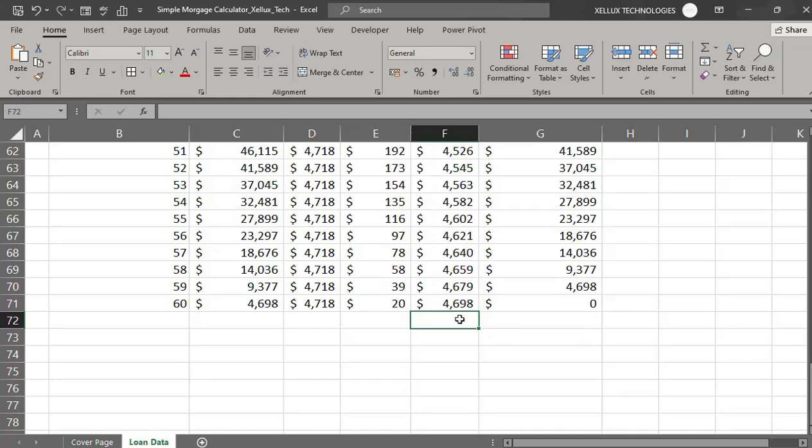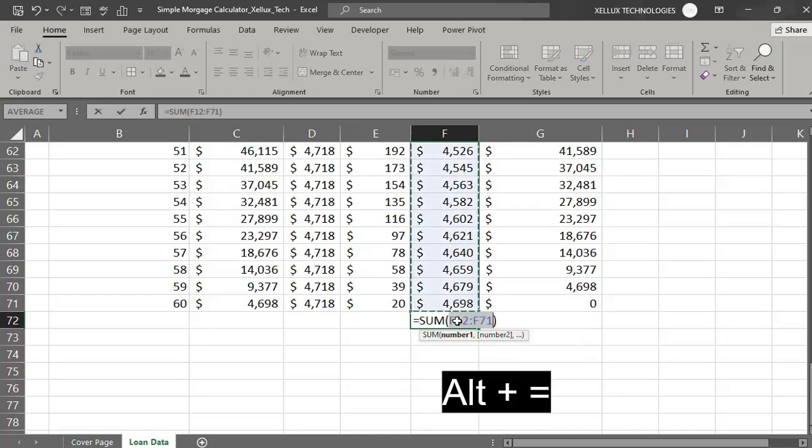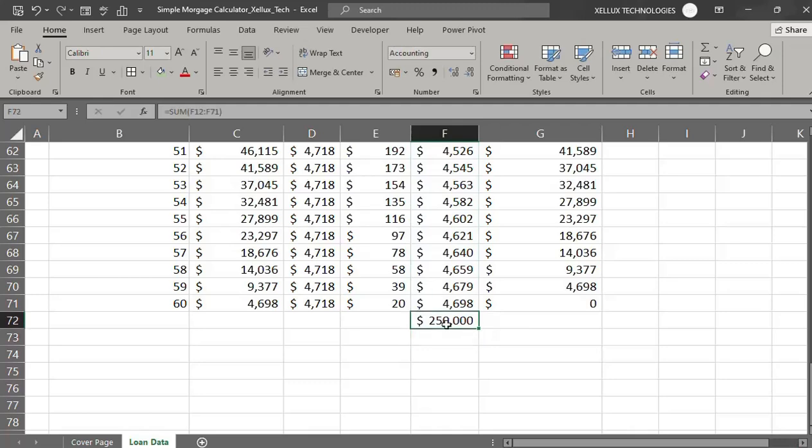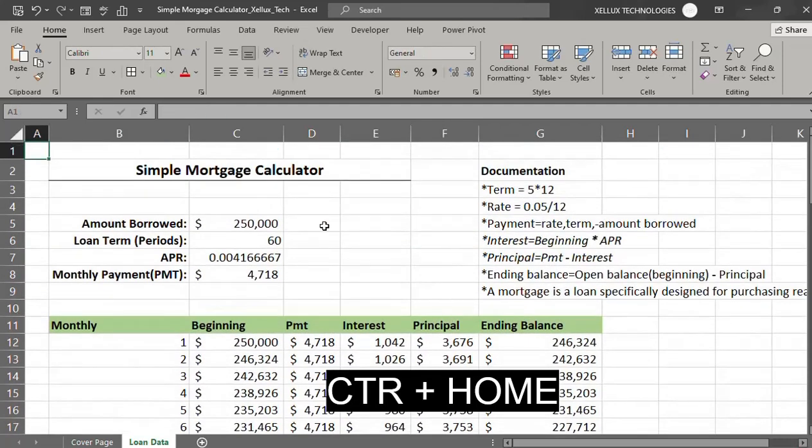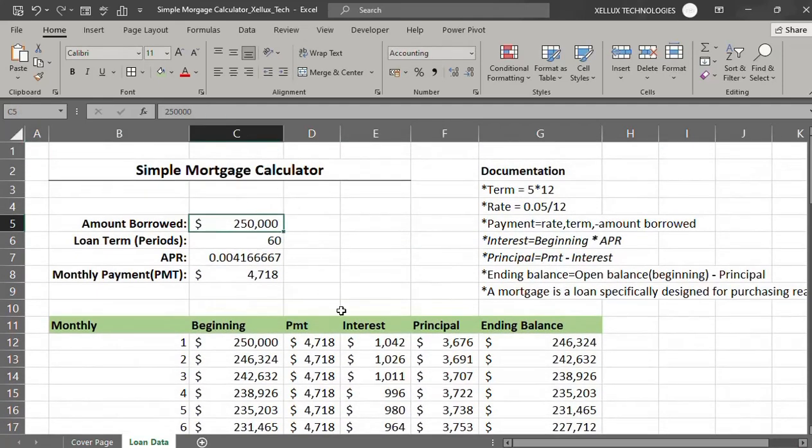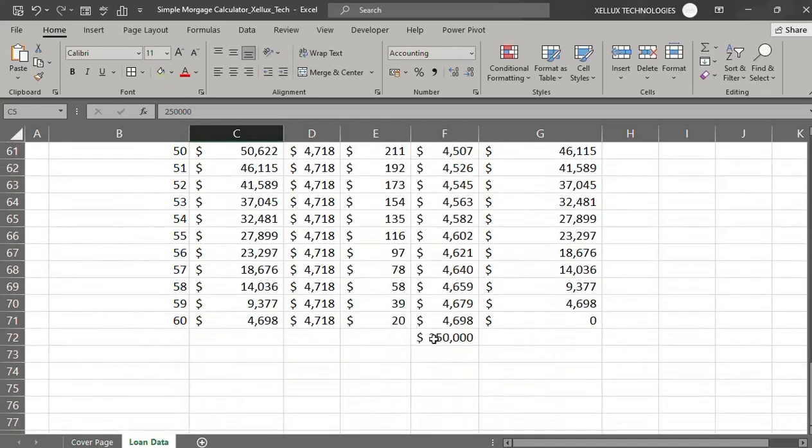Based on our principal here, I'll press Alt equals to enter. Okay, it is actually correct. You can press Control Home and see this is our loan here. So it's correct. Let me put it back and change this. So now, how much is the bank actually earning from lending you 250,000? Let's calculate that too. Alt equals to enter. Oh my God, it's actually much. How much the bank actually earns? Well, that's how mortgage works out.